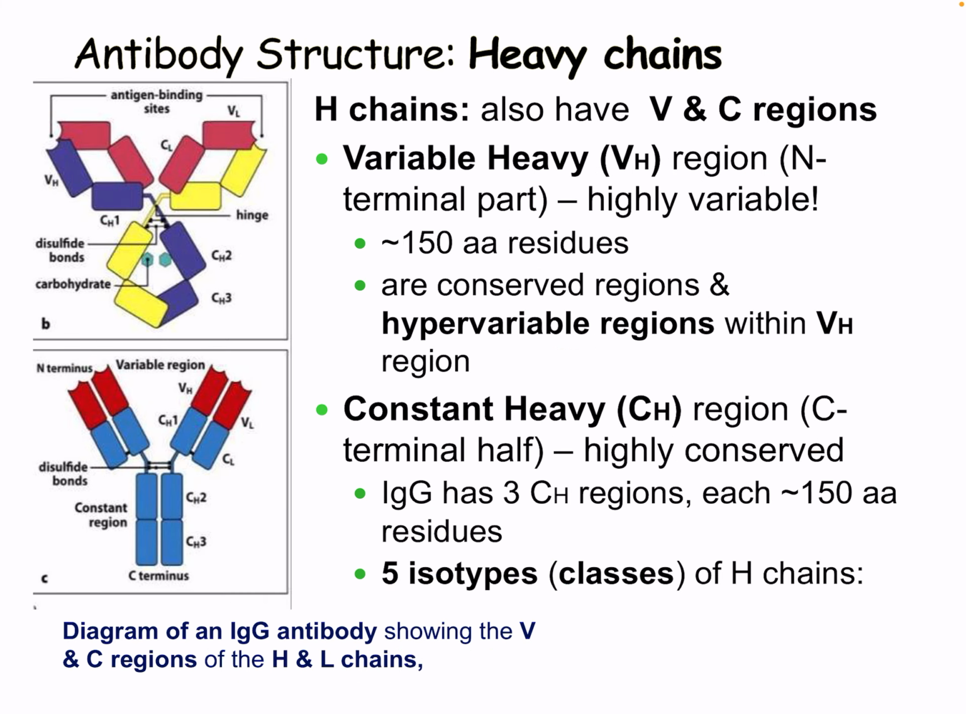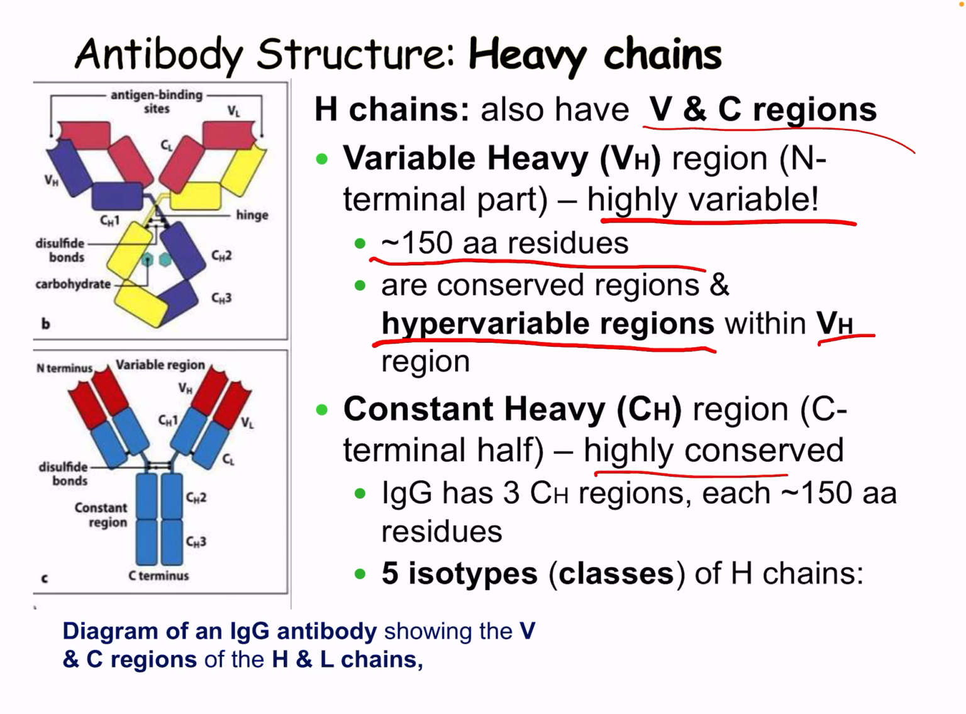So the heavy chains. The heavy chains also have V and C regions. The VH is the N-terminal part again, which again is highly variable, and again is approximately 150 amino acids long, and it also has hypervariable regions within the VH region. The CH region is the C-terminal half again, and is highly conserved. IgG has three constant heavy regions, so there's IgG1, IgG2, and IgG3. Each is 150 amino acid residues. There are also 5 isotypes in total, which we'll talk about later.